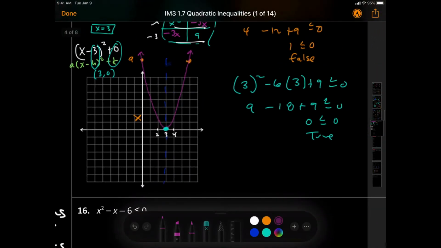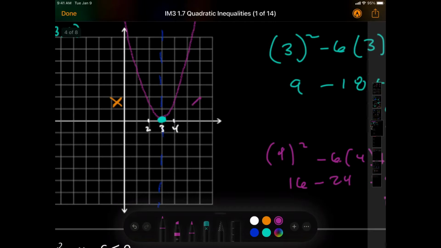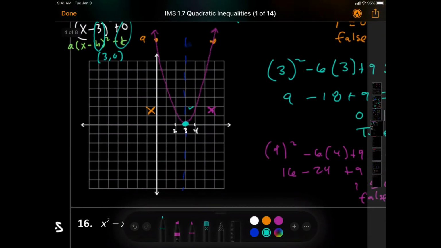And let's go ahead and try the last one, which we said we were going to test, 4. 4 squared minus 6 times 4 plus 9 less than or equal to 0. And that would be 16 minus 24 plus 9. So that would be negative 8 plus 9 is 1, is less than or equal to 0, and that is false. Okay, so 4 and anything over here would be false, and the only thing that was true is actually just that dot right there. What does this mean? It means that 3 is our solution.